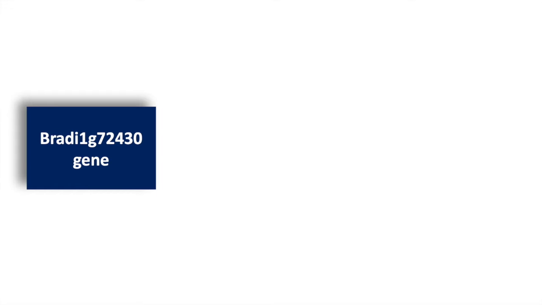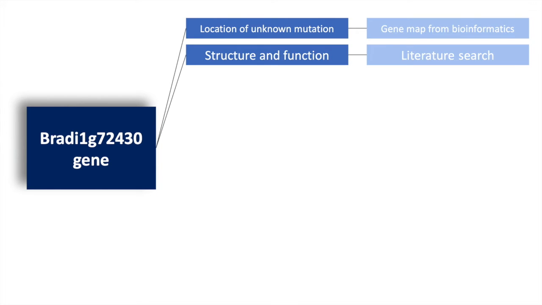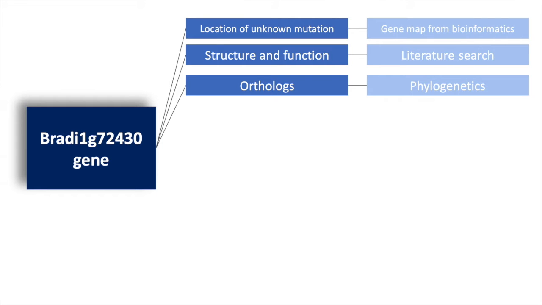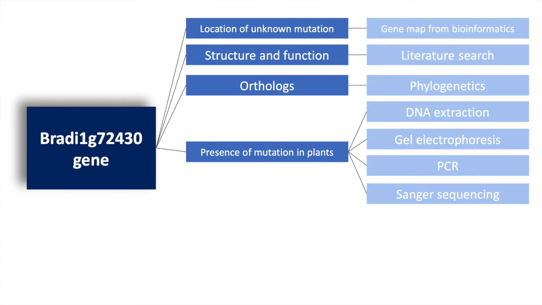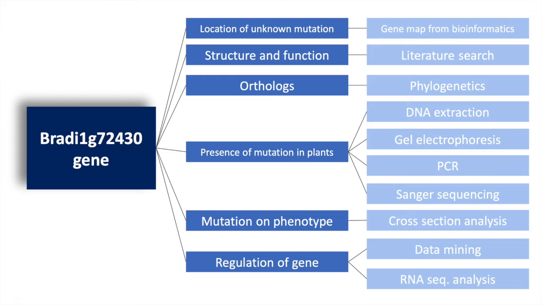So this past semester, between January and May of 2020, we performed extensive research to better understand the Bradi1g72430 gene. Things include understanding the location of the unknown mutation from GeneMap and bioinformatics, structure and function through literature searches, understanding orthologs through phylogenetics, presence of mutation in plants from DNA extraction, gel electrophoresis, PCR, and Sanger sequencing, mutation on the phenotype from cross-section analysis, and regulation of the gene itself through data mining and RNA-seq analysis.